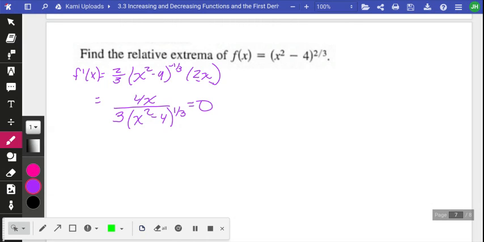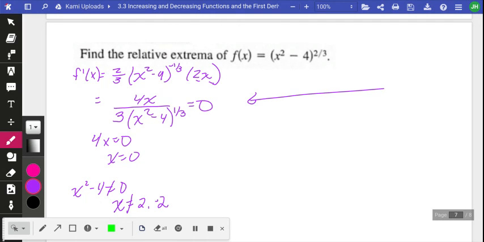So let's go ahead and set it equal to 0. Fractions are only equal to 0 when numerators are equal to 0. So we'll do 4x equals 0, solve it, and I get x equals 0 as one of my critical values. But critical values are also where it's undefined. It's going to be undefined where the bottom is equal to 0. So if I add 4 to both sides and square root, I get x can't be 2 or negative 2. And we will put all that on a number line because it can still increase up to a place where it doesn't exist, and it can still decrease up to a place where it doesn't exist.